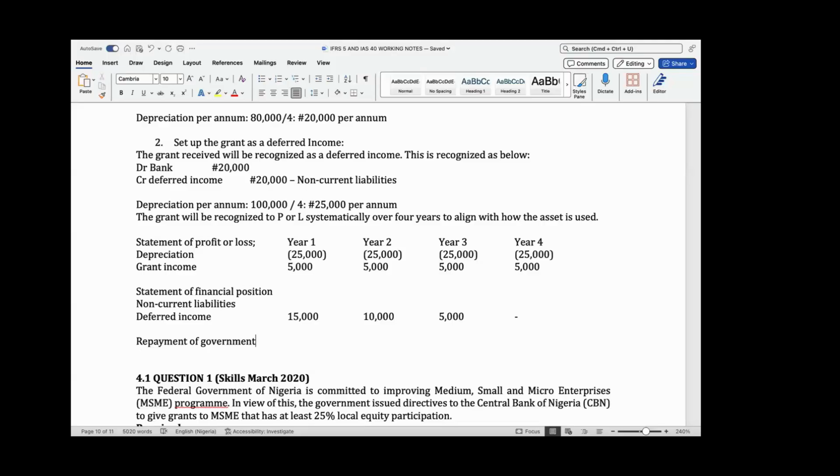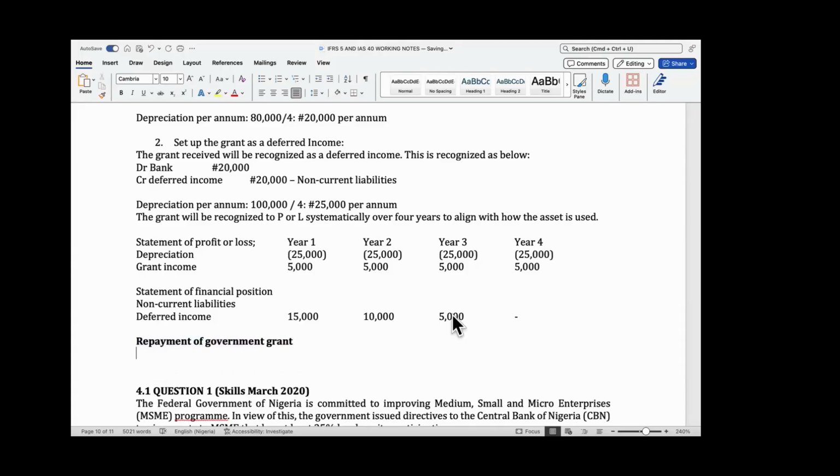Can something like this arise? Can the government ask you to come and repay? Of course, yes, because there's always condition attached to a grant. And if you don't meet those conditions, they will ask you to bring back the money. And that is why this issue of liability makes sense. Because if these assets, you didn't use it for the purpose for which you're supposed to use it for, they can ask you to return their money. They can ask you.